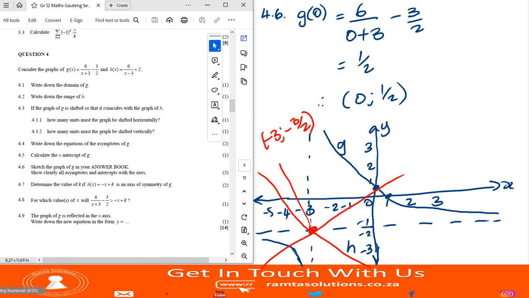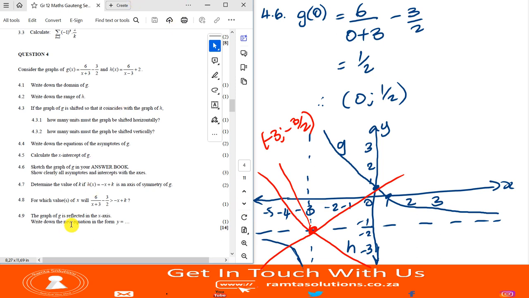Guys, I want you to remember that when you were drawing this graph at 4.6, these red lines were not there. I just drew these red lines to demonstrate. You don't necessarily have to draw them.